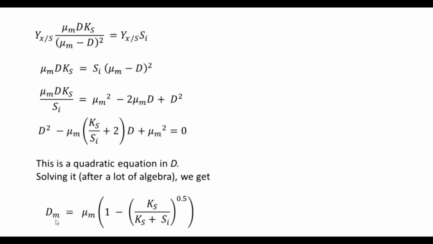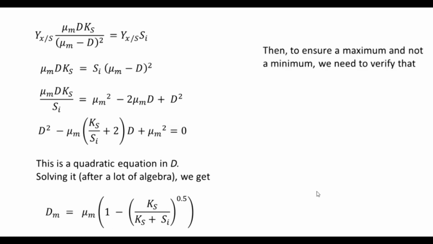This is dm, the dilution rate at which the productivity will be maximum. You also need to check that the second derivative is less than 0. I'll let you do that. There's a lot of algebra. It will take you close to half an hour plus, so we are not going to do that explicitly here. dm equals mu m times 1 minus the square root of Ks by Ks plus Si, that is, this whole thing raised to the power of 0.5. This is what I said: to ensure that's a maximum, not a minimum, we actually need to check whether the second derivative is less than 0.